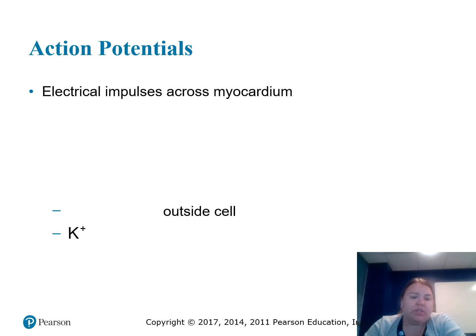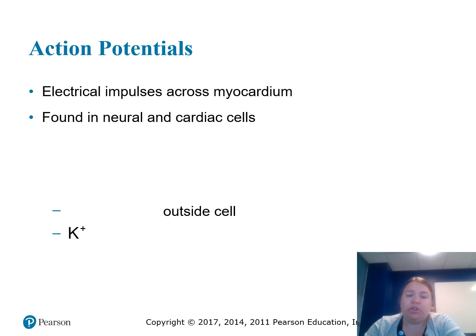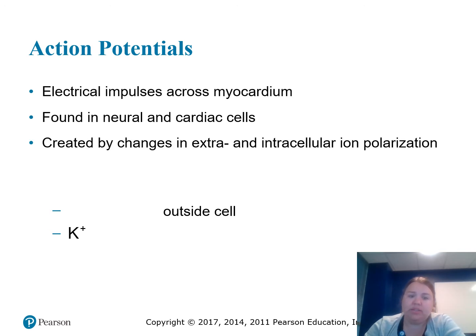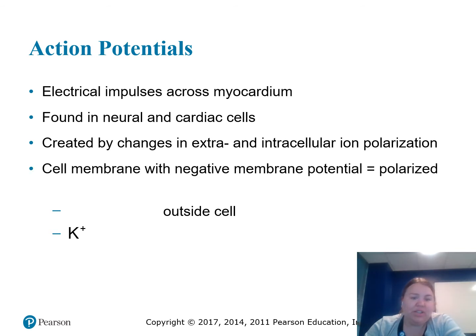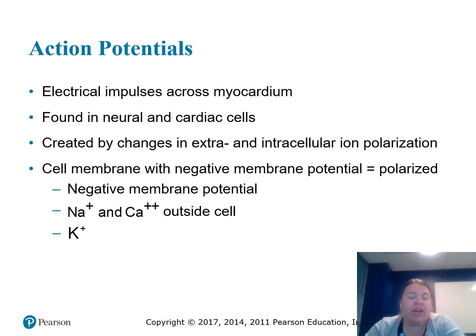Now, action potential. So it's the electrical impulses across the myocardium. Okay, it's found in our neural and our cardiac cells. Now, there's exchanges in the extracellular and intracellular ion polarization. Okay, and then whenever the cell membrane has a negative membrane potential, it equals polarized. Okay, so then there's that negative membrane potential. We have sodium and calcium outside the cell, and then you have potassium inside the cell.